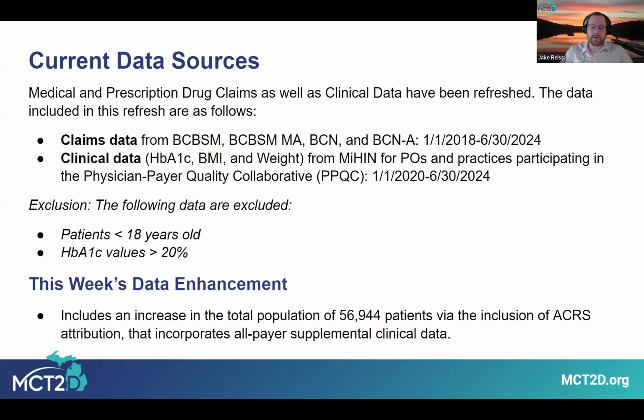This juxtaposition to ACRES attribution doesn't replace that model. It is to supplement that model. It brought in an additional 56,944 patients that we did not otherwise have access to through that BCN attribution file. So a good chunk of those patients are going to be non-BCBSM or BCN patients, because those patients were previously brought in via that BCN model. There will be some patients in that 56,000 that still have Blue Cross that weren't identified for one reason or another, that are captured now via ACRES.